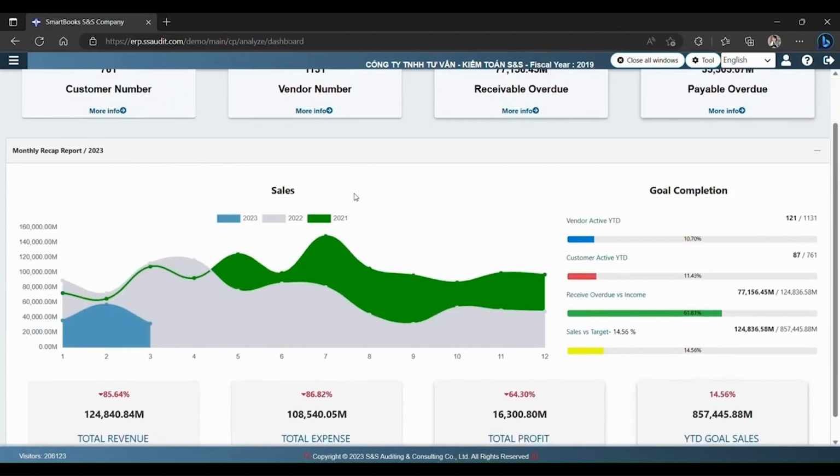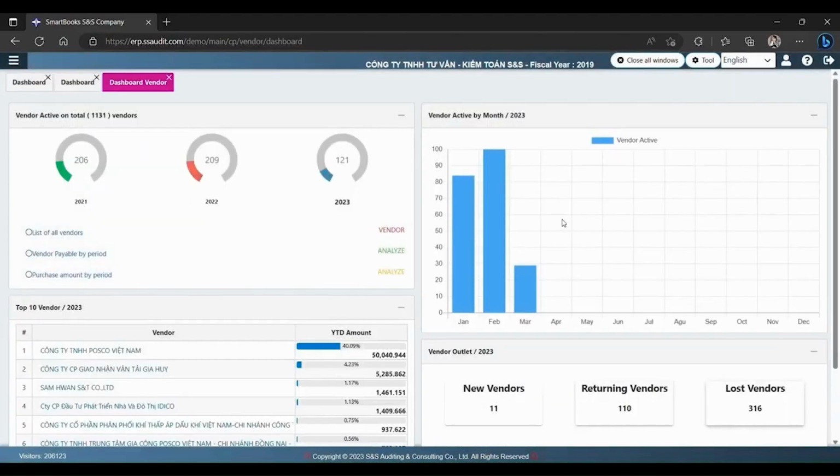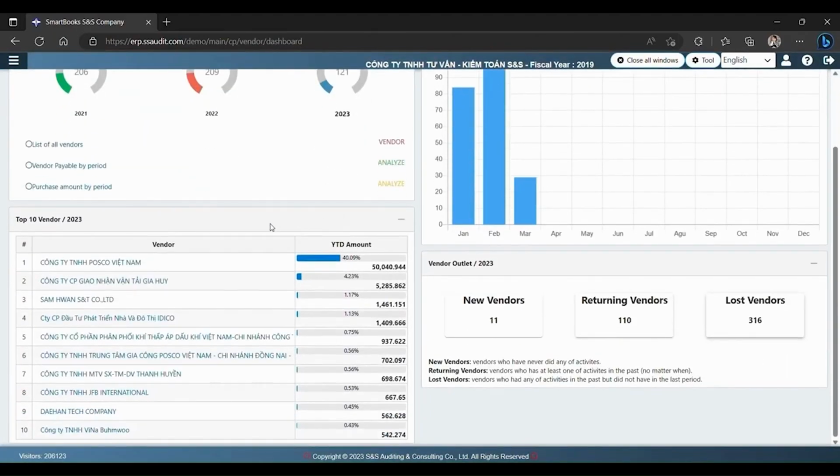Monthly recap report. Sales amount by month. Compare this year and last year. Vendor active year to date. Number of vendors who have at least one of activities this year versus total vendors.